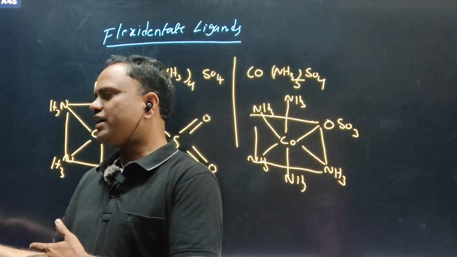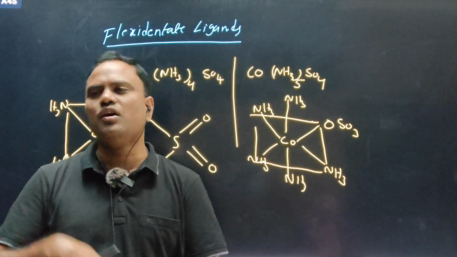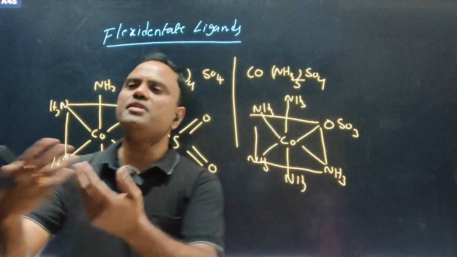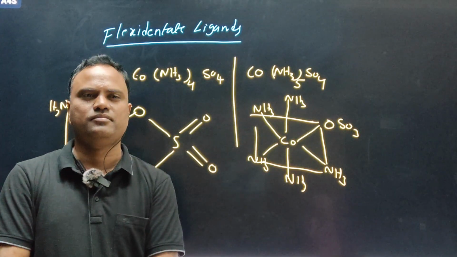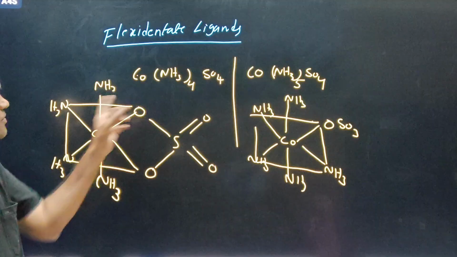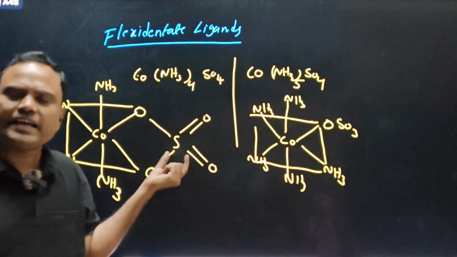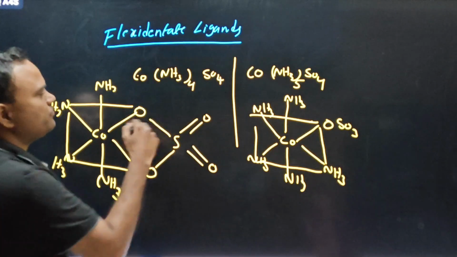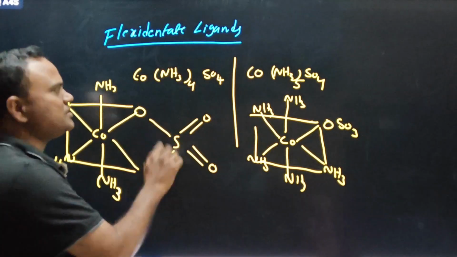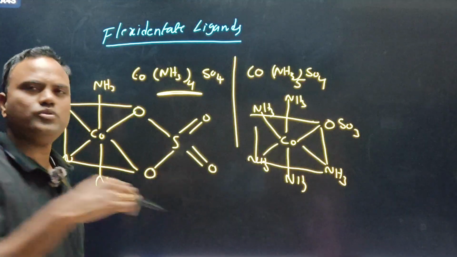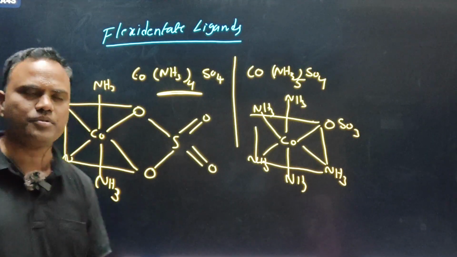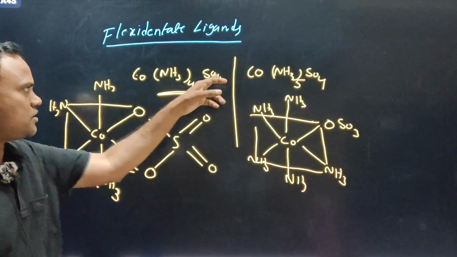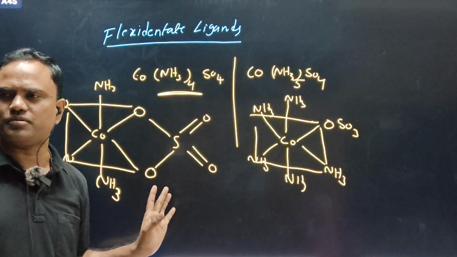For example, my friend didn't give any money to me. Then how much money do you have to give to me? 6 only. So based on the requirement, you will give money to me. Based on the requirement by the central metal atom, one ligand gives its donor atoms. Clear? Cobalt total coordination number is 6. Here already 4 is completed. Coordination number 4 is completed. So 2 more atoms it needed. That's why sulfate is giving its 2 donor atoms.